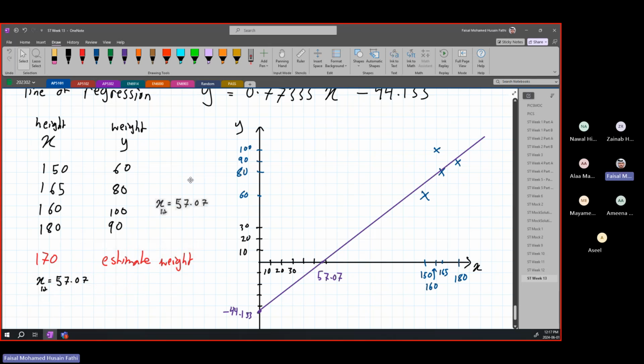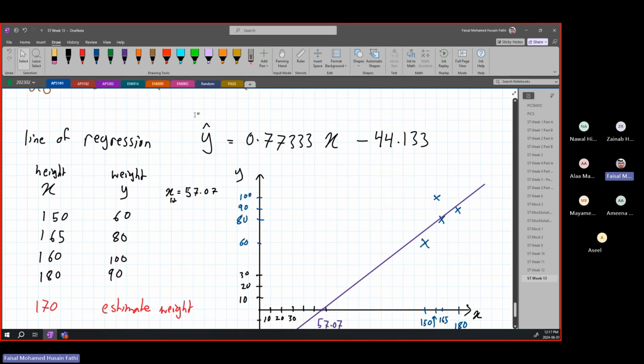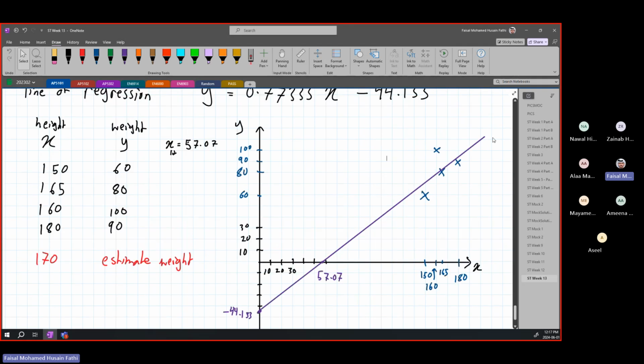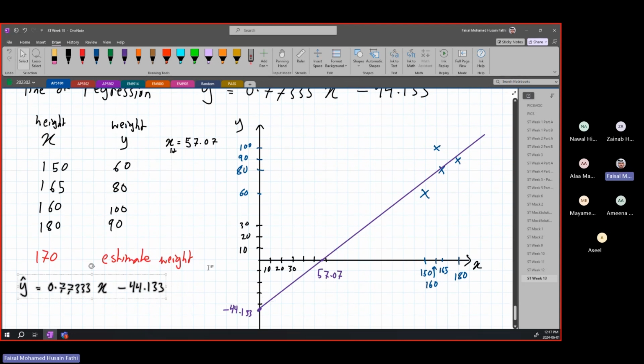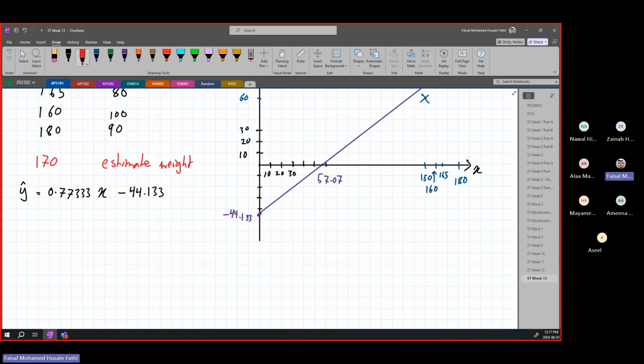So how do you do that? It's simple. This is why we found this equation. This equation basically gives us an estimate of how much the weight is with respect to the height and vice versa. So remember, our height is x. So with this equation, then we can simply just plug in this number into our x point and find the weight of this person. So it's going to be 0.77333 times 170 minus 44.133.